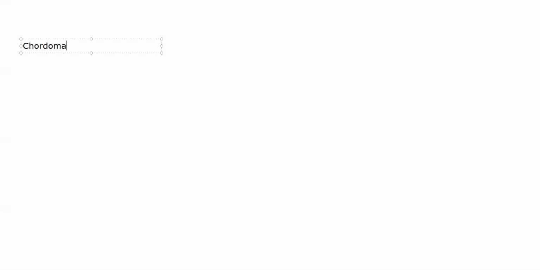Chordoma is a very slow growing malignant tumor. Generally it arises from notochord. Notochord is a primitive axial skeleton. It is present in developing stages, and that notochord will eventually form a person's spine. So this is a slow growing tumor arising from notochord. Notochord is the primitive axial structure through which you have development of spine.